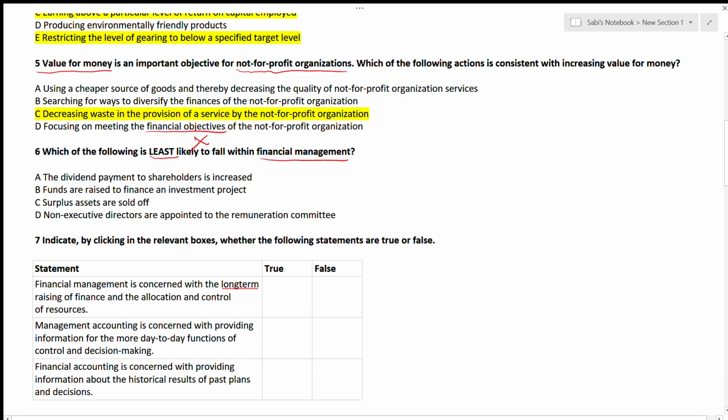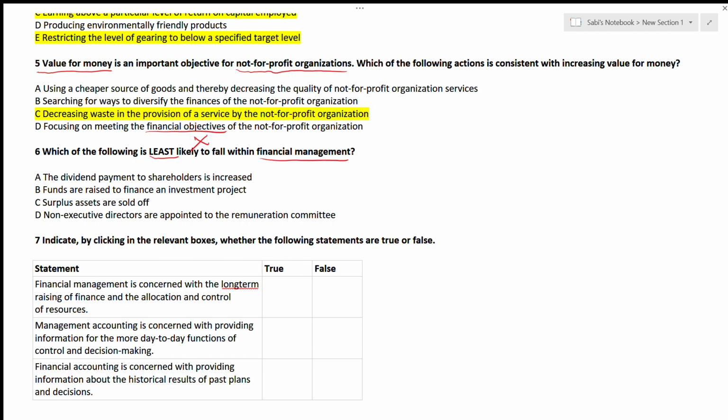Okay. Dividend payment to shareholders increased. No. Because financial management includes what? Dividend decision. Funds are raised to finance an investment project. No. It is most likely. Why? Because fund is for which investment is which decision does it fall into? Financing decision. Right? And then surplus assets are sold off.